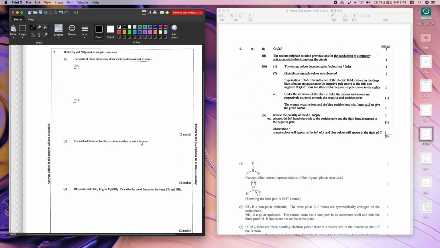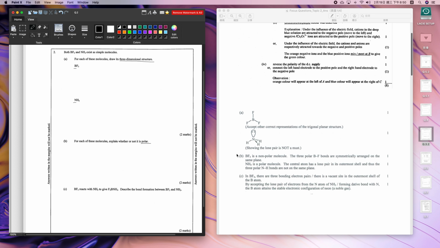Part B, we are asked whether the molecule is polar. The idea we usually consider is to consider whether the polar bonds are symmetrically arranged or not. Part C, we are asked to describe the dative bond and how the 2 molecules can form a dative bond between themselves.